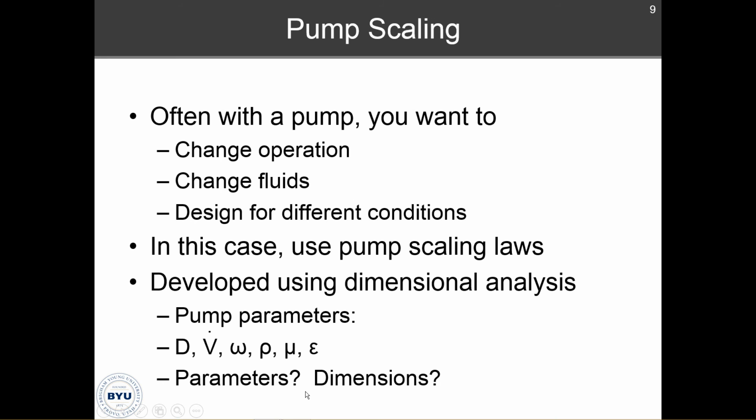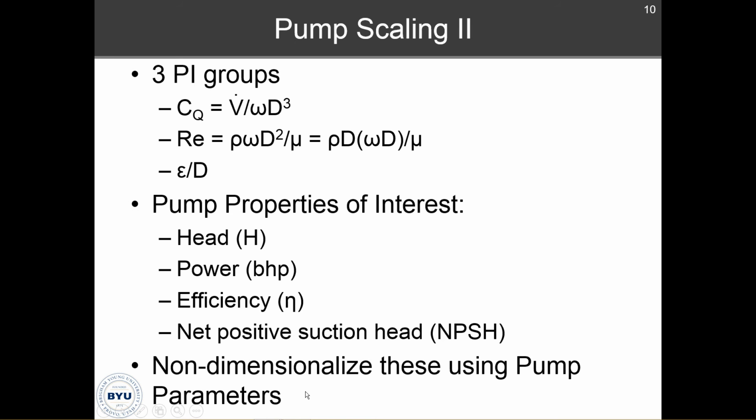Okay? So in this case, how many parameters do we have? We have 6. How many dimensions do we have? We have 3. That means we are left with 3 pi groups. Okay? We have a pi group for the flow, we have a pi group for the Reynolds number, and we have a pi group for the roughness. You'll notice these two are analogous to pipe flow. What we've really added is the coefficient of volumetric flow rate here, CQ.